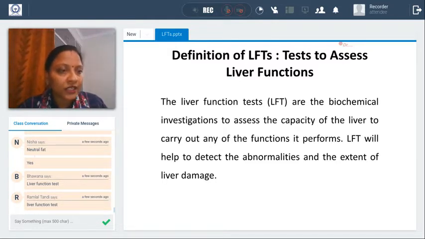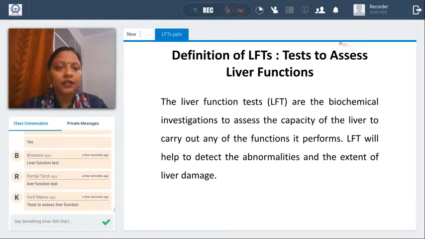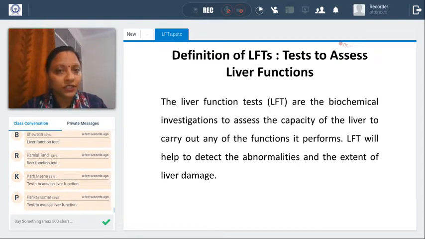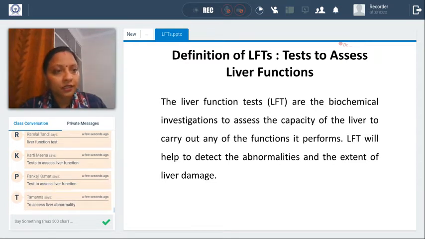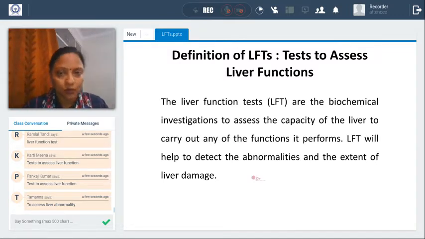Test to assess the liver functions. The liver is a very important central organ for various functions like metabolic, anabolic, detoxification, storage, and excretory.